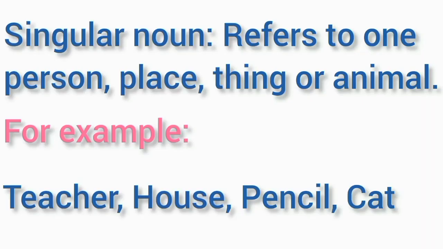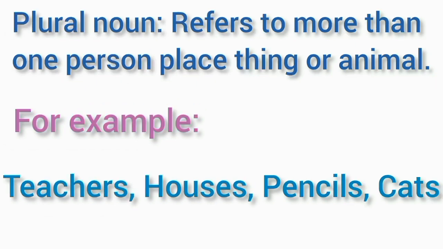Singular noun. Refers to one person, place, thing, or animal. For example, teacher, house, pencil, cat. Plural noun. Refers to more than one person, place, thing, or animal. For example, teachers, houses, pencils, cats.